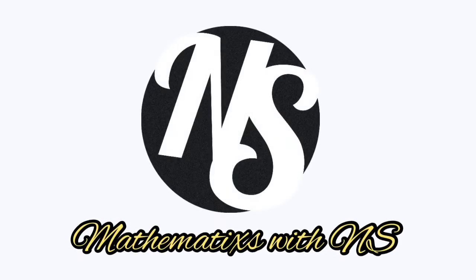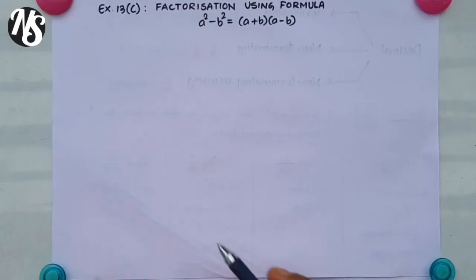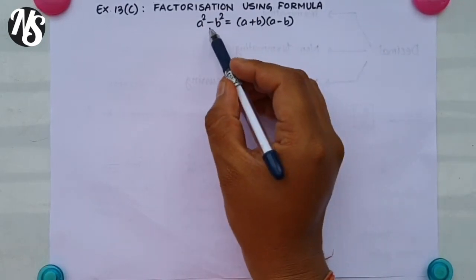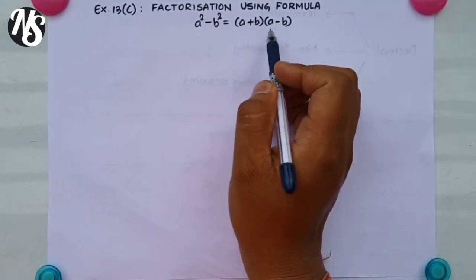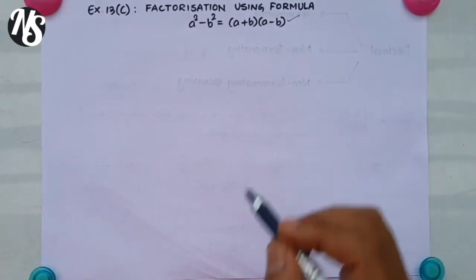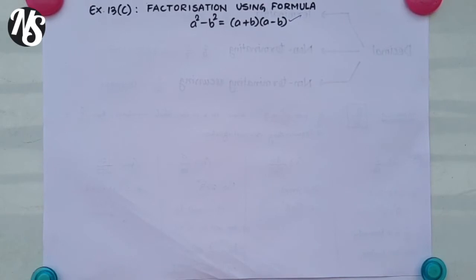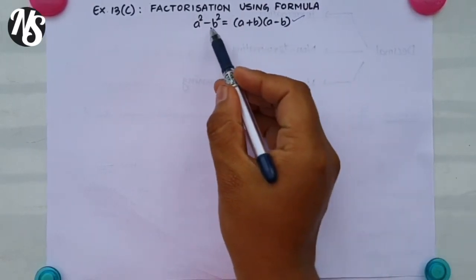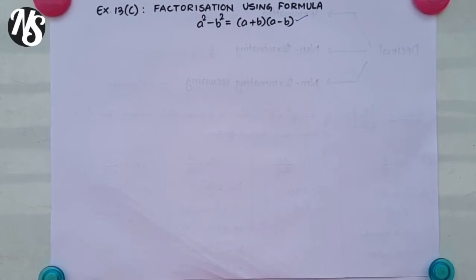Welcome back, dear students. So today we are going to start exercise 13C, where you're going to do the factorization using the formula a square minus b square equals a plus b into a minus b. So this is the main formula for today's class. Okay, so let's see the first question for the day where we are going to use this particular formula.